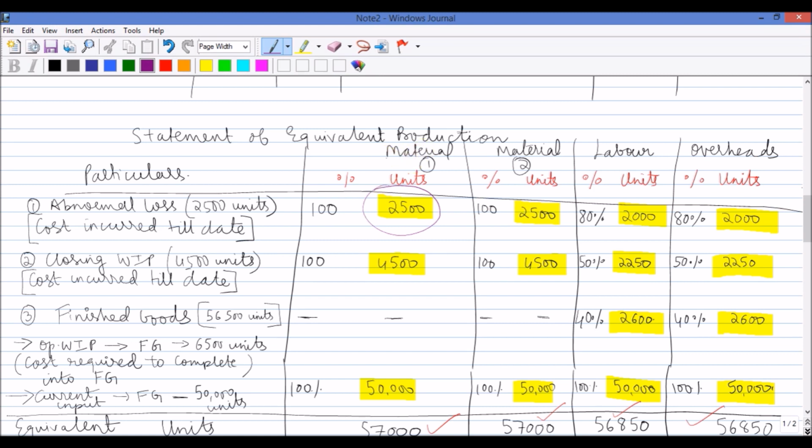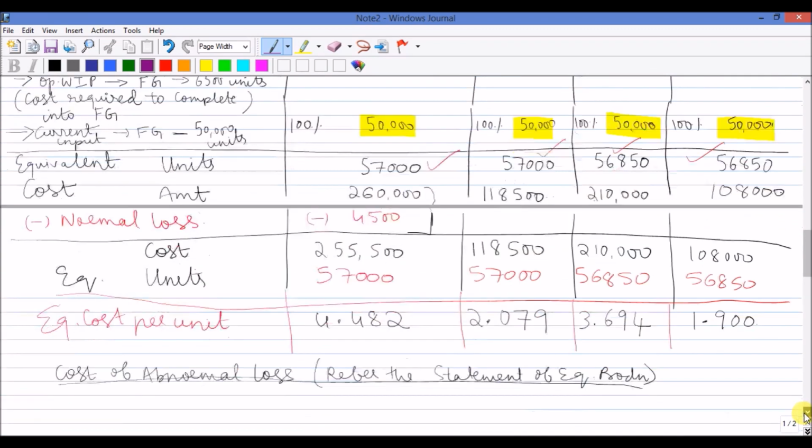2,500 units of material 1, 2,500 units of material 2, 2,000 units of labor, and 2,000 units of overhead. This is the consumption, my friends, of abnormal loss. You don't need to take these units. You need to divide into the equivalent production. Otherwise, what was the need to prepare the statement?